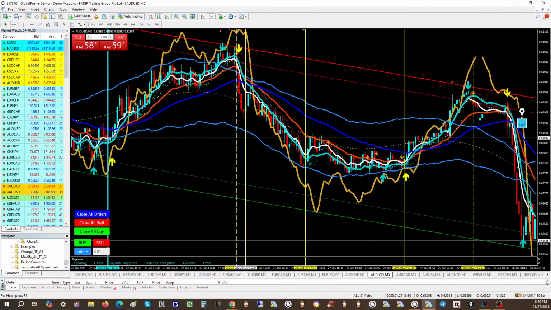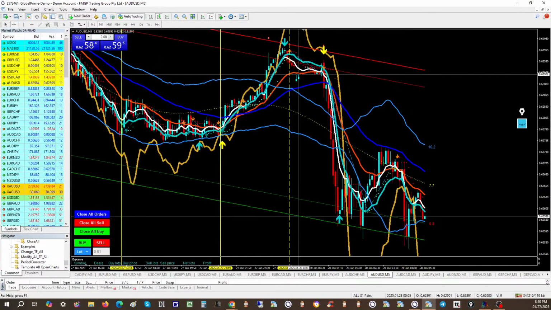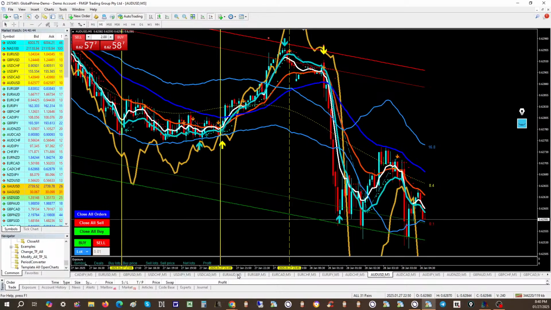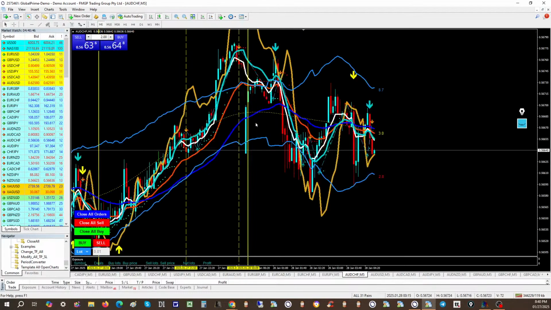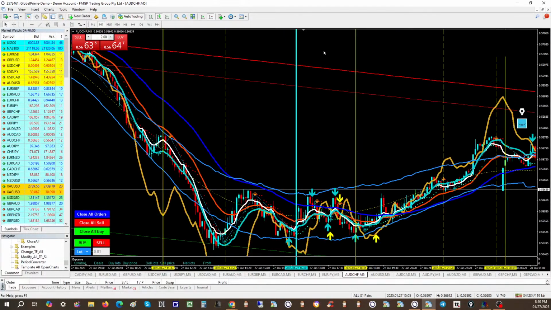AUD/USD, got 2 trades there, all the way down, 20 some odd pips. Did it again from here all the way down, 20 pips there. Real easy trades. The system just really shows off its high and low capability on when to get in and when to get out. Early morning there, got out up over here, or possibly here if you wanted to.